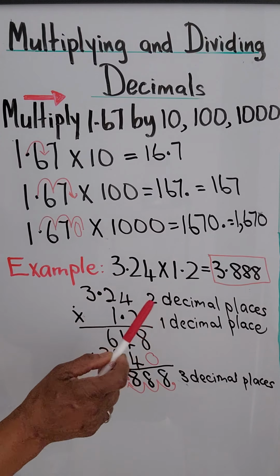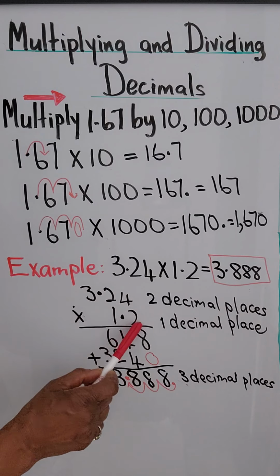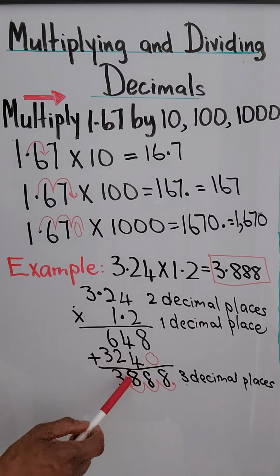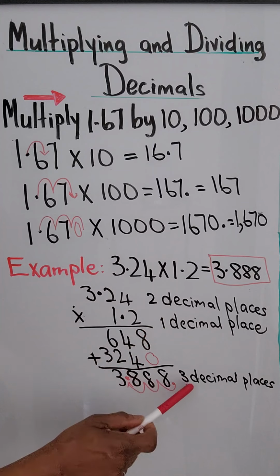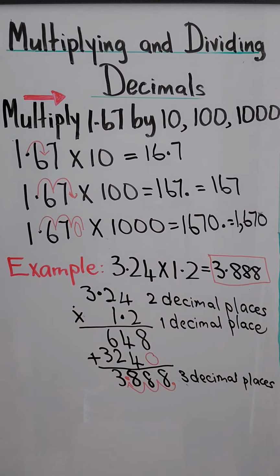3.24 has 2 decimal places. 1.2 has 1 decimal place. So therefore our answer, 2 plus 1, 3, must have 3 decimal places.